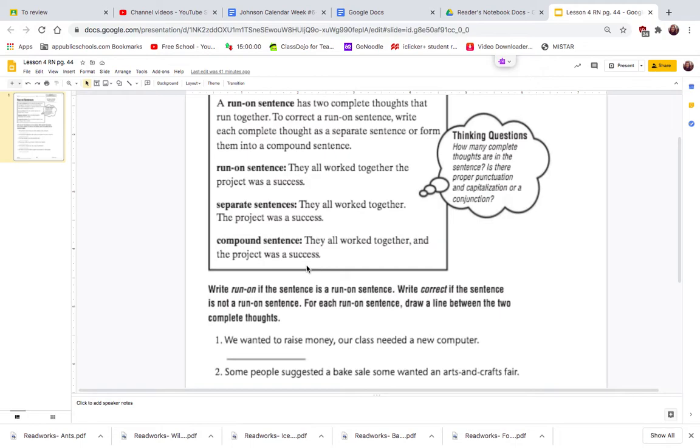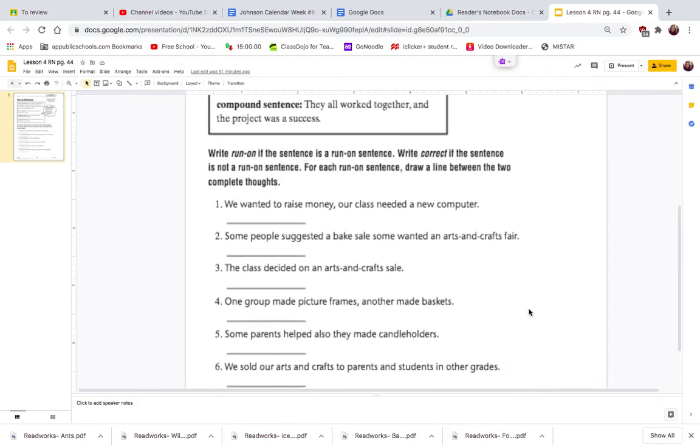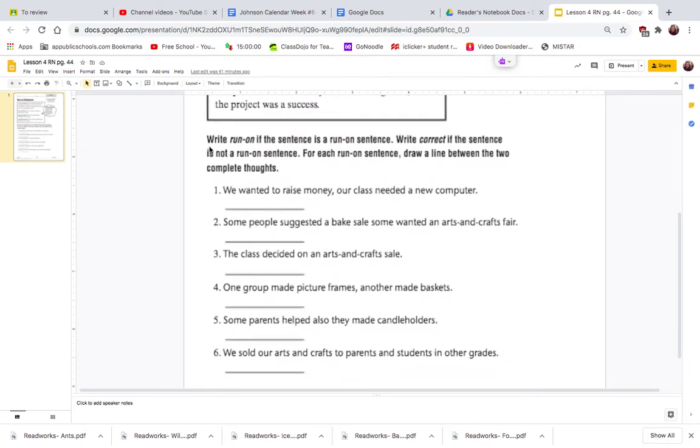two sentences put together. Okay. So we're going to go ahead and look here at the directions for numbers 1 through 6. It says, write run-on if the sentence is a run-on sentence. So if you look down here and you find a run-on sentence, on the line you're going to type run-on. Write correct if the sentence is not a run-on sentence. So if it's a good sentence, you can just write correct. They also want you to draw a line between the sentences. We'll look at that when we get there.